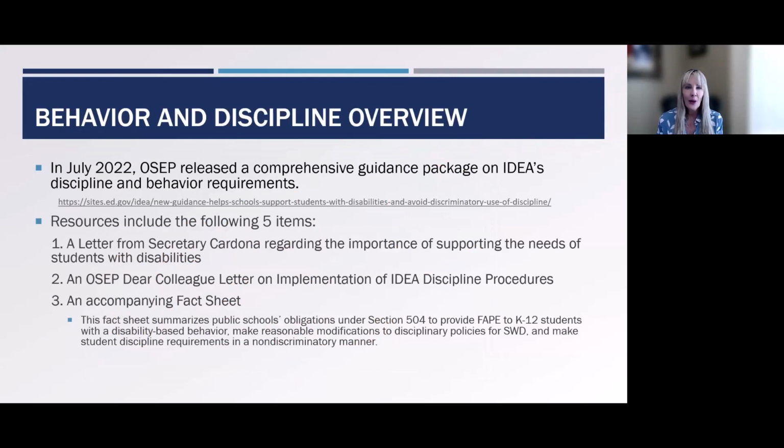Okay, let's start with the 3 what's. What number 1 are 3 resources from OSEP. And the first resource I want to highlight is in July 2022, OSEP released a comprehensive guidance package on IDEA's discipline and behavior requirements. And this package includes 5 items. One of the items is a letter from the Secretary of Education. Another is a Dear Colleague letter from Valerie Williams, the director of OSEP. And the third item is a fact sheet that summarizes public schools' obligations under Section 504 to provide FAPE to K-12 students with a disability-based behavior, to make reasonable modifications to disciplinary policies, and to make student discipline requirements in a non-discriminatory manner.